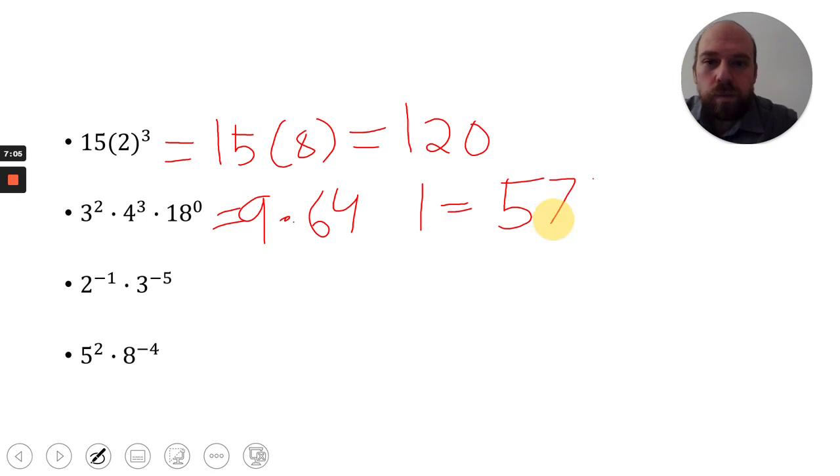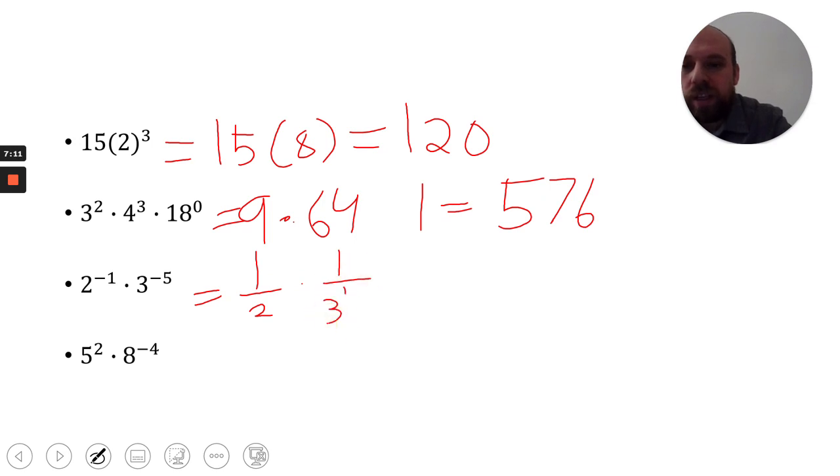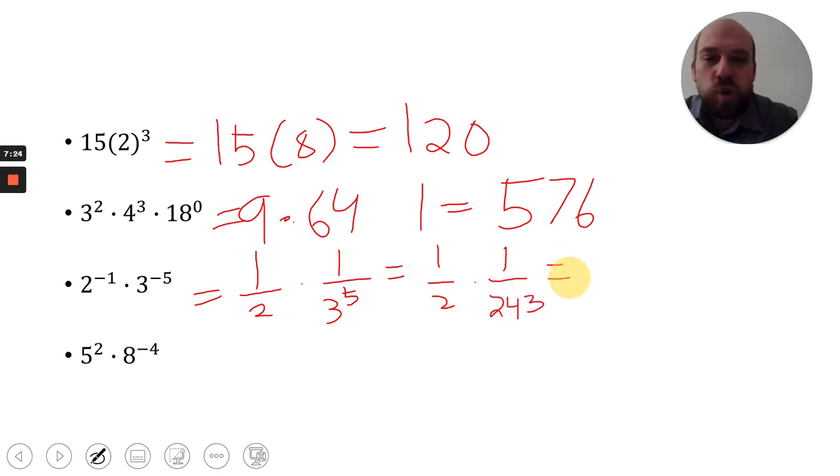Here we have 2 to the negative 1, so that's 1 over 2, times 1 over 3 to the 5th power, which is 1 over 2 times 1 over 243. Then when you multiply fractions, it's numerator times numerator, which is 1, and denominator times denominator, which is 2 times 243, or 486.